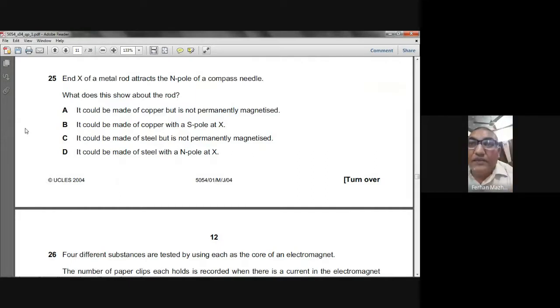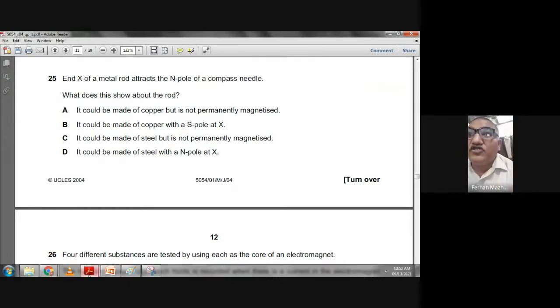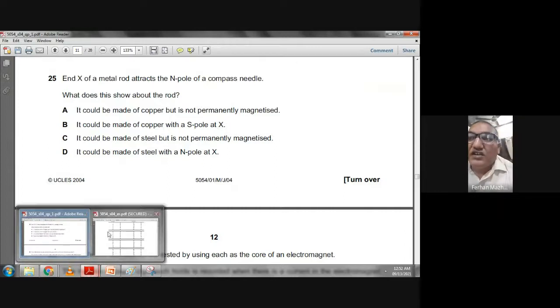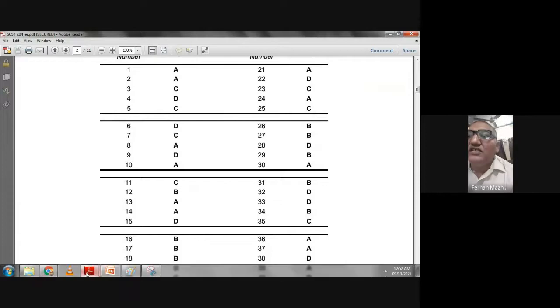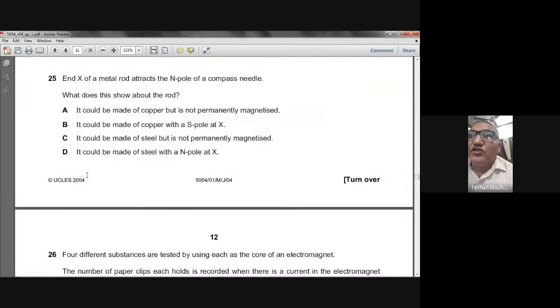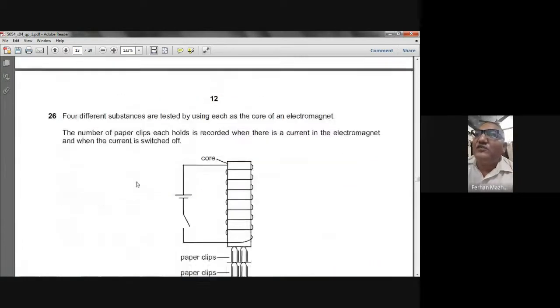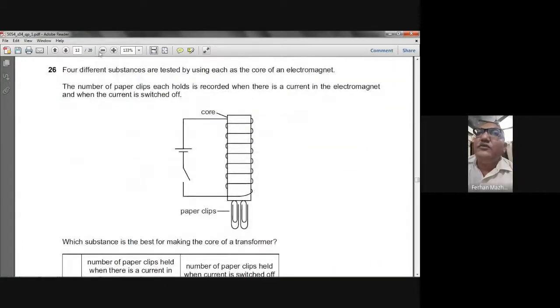Let's check. I'm not very sure. Question number 25, C looks the best option. So you understand how we rejected A, B, and D, and then we came to C. D is totally wrong actually. So C is the right option. Question number 25, C is the best option. Okay, so we are moving to the next question.